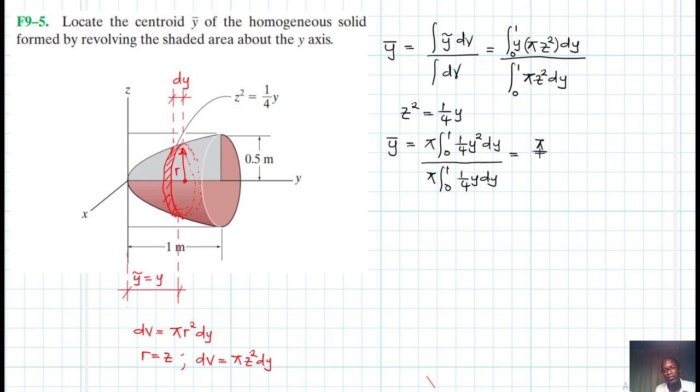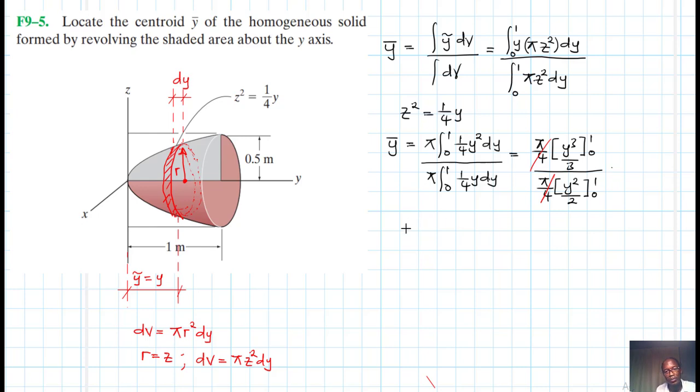So we'll have pi over 4, that's y to the power 3 divided by 3, from 0 to 1, and then we have pi over 4, y squared divided by 2, there we go, like so.